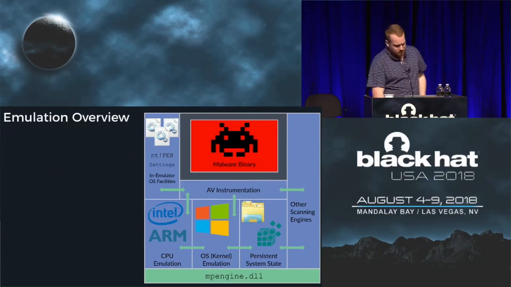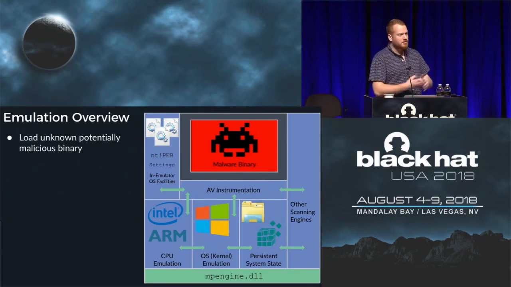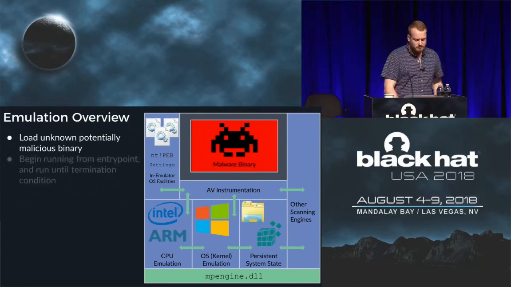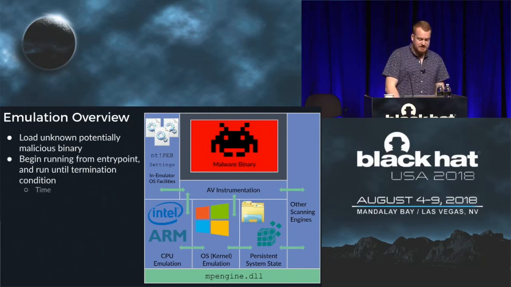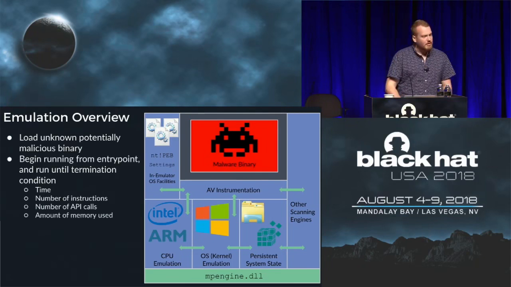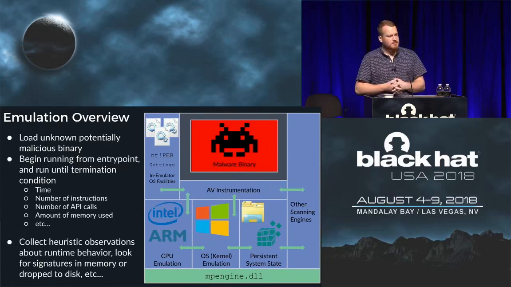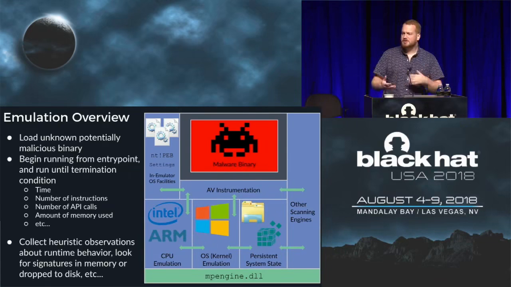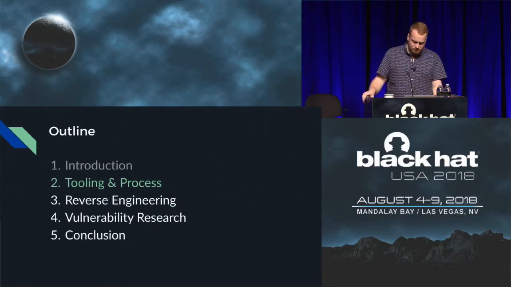So, an overview of emulation. You're going to take a potentially malicious unknown binary, load it into the virtual memory space of your emulator, begin running from some entry point, and run it until a termination condition, such as time, number of instructions executed, number of API calls, amount of memory used, etc. Throughout this process, you're collecting heuristic observations about the malware's runtime behavior, looking for signatures in memory or dropped to disk, or anything else you can use to detect malware that you can't detect with a single static hash.